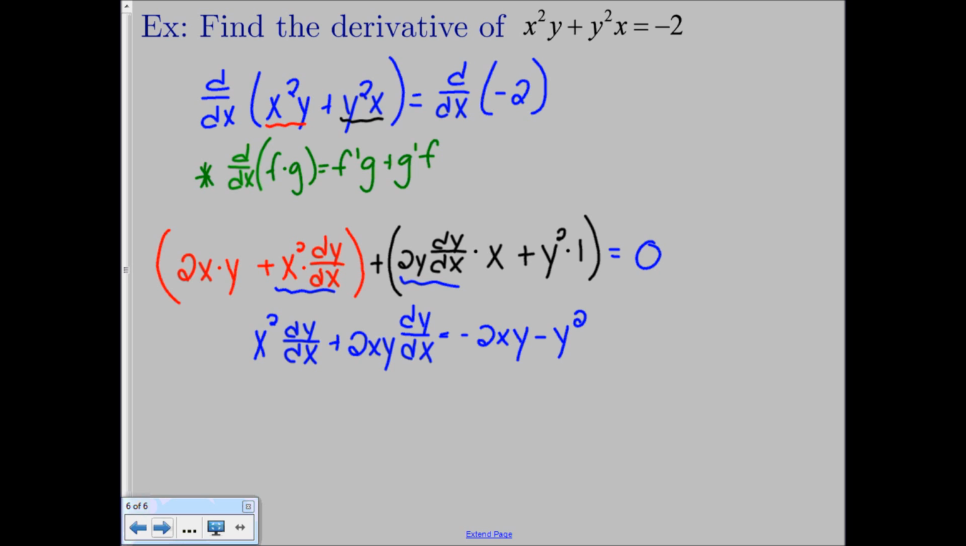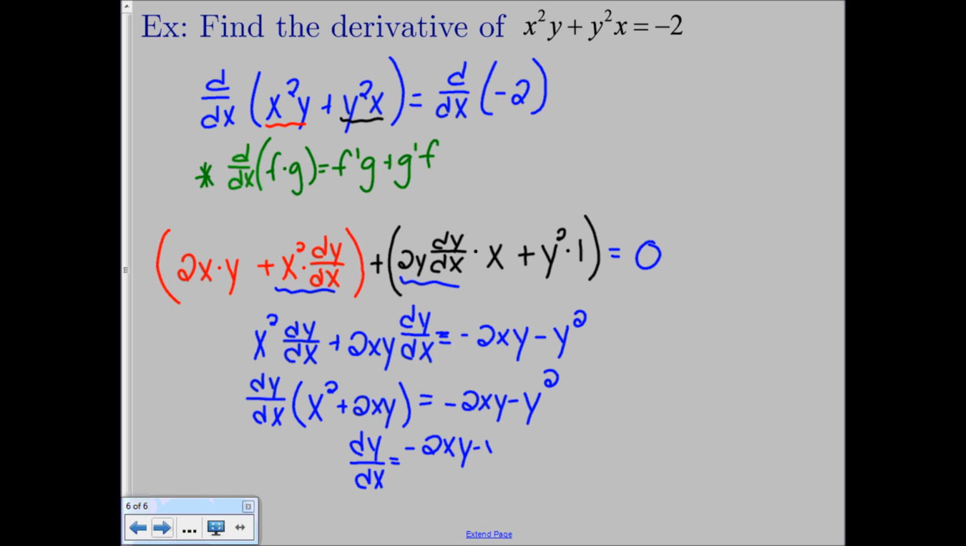Okay, so now we want to solve for dy/dx, so we should factor dy/dx away from the left-hand side. So now we get dy/dx times x squared plus 2xy equals negative 2xy minus y squared. And dividing by x squared plus 2xy, we're going to get that dy/dx all by itself is equal to negative 2xy minus y squared, all divided by a positive 2xy plus x squared, just reversing the order of those terms. You can write the terms in any order, it doesn't matter, it's the same thing.